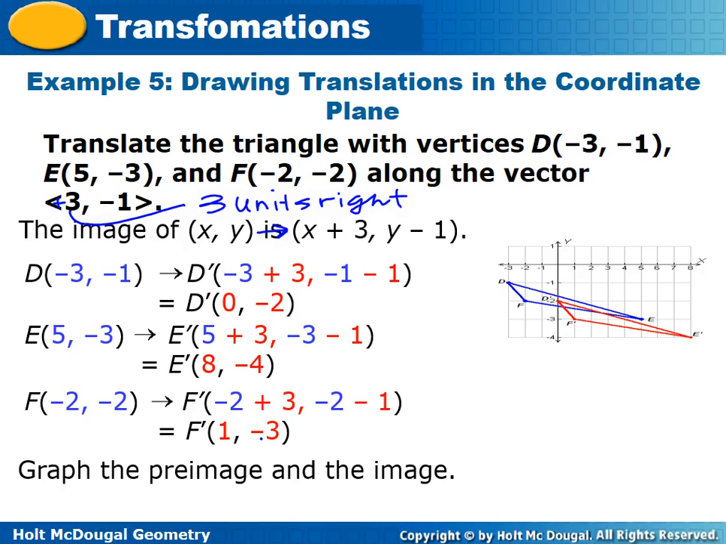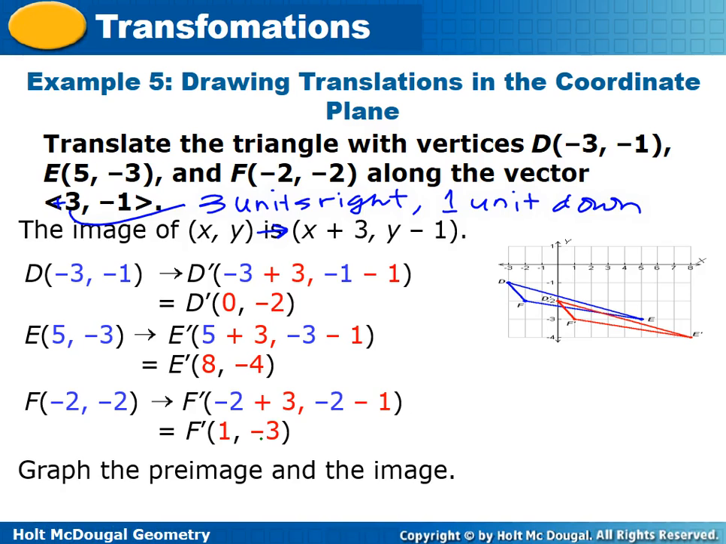And then that 1 means it moved 1 unit down. So if it was a -3, it would have moved to the left. If it was a +1, it would have moved up. Now let's count that and see if we can see what we're talking about. So 3 units to the right.